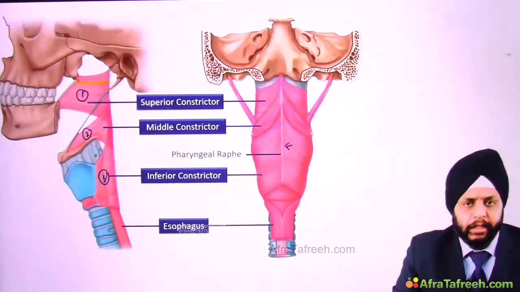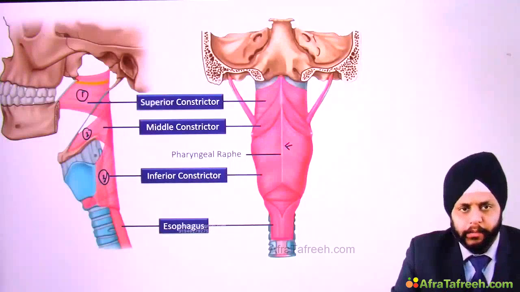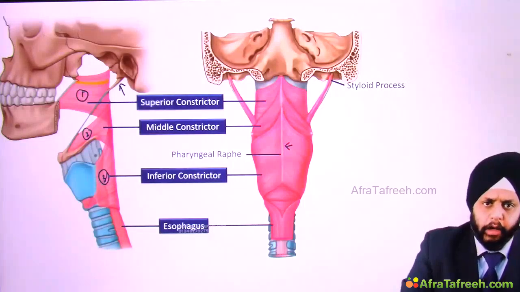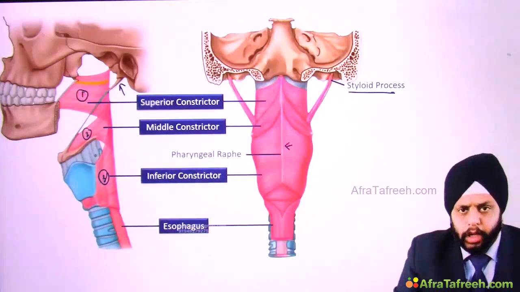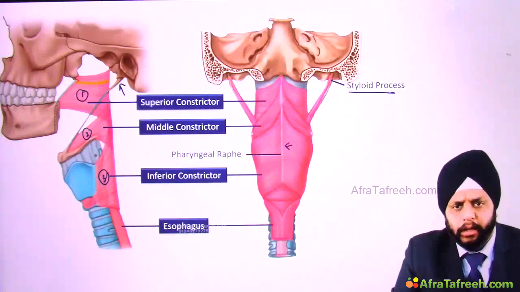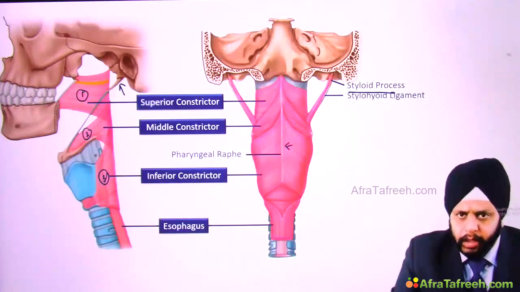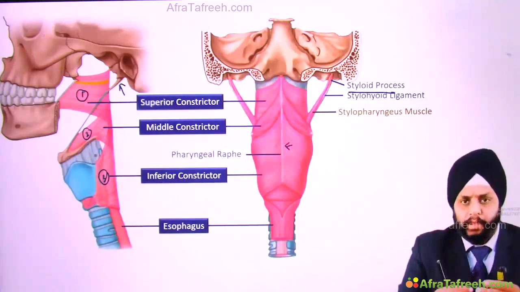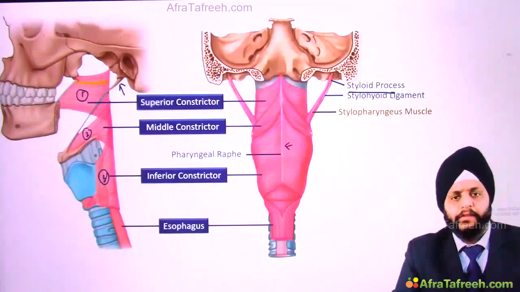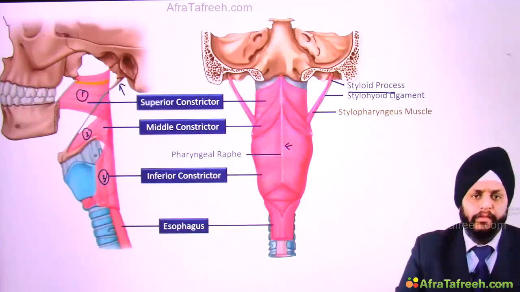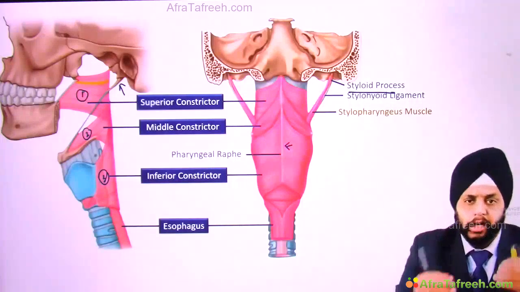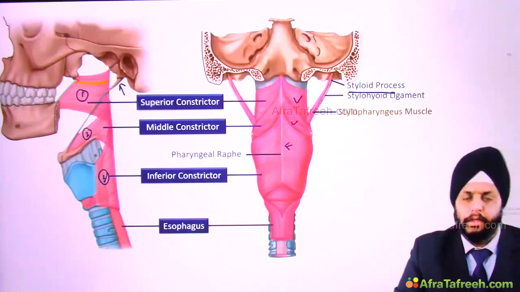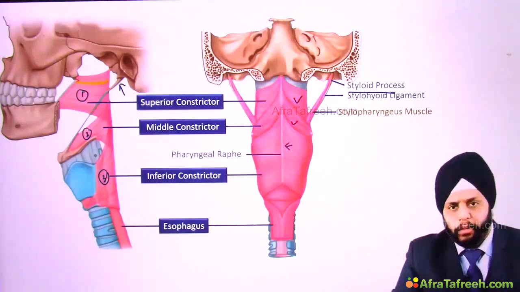Okay, other than these 3 constrictor muscles, what else can we see in these diagrams? We can see over here the styloid process. From this styloid process to the hyoid bone runs a ligament that is known as stylohyoid ligament, and we also have a muscle that is known as stylopharyngeus muscle, right? You can see that this muscle is entering into the pharynx between the superior and middle constrictor. Alright, so we'll talk more about this muscle.